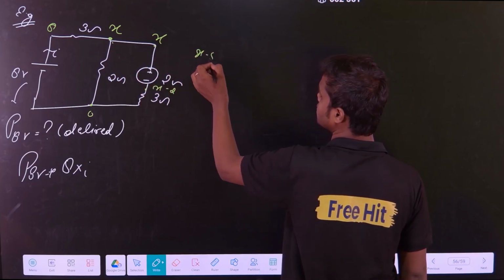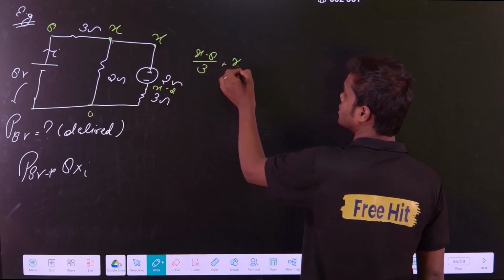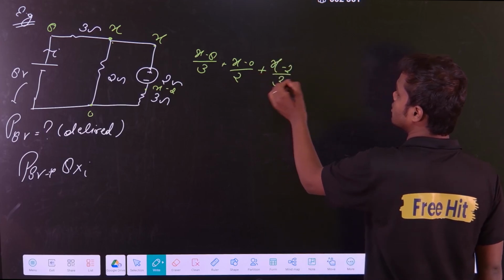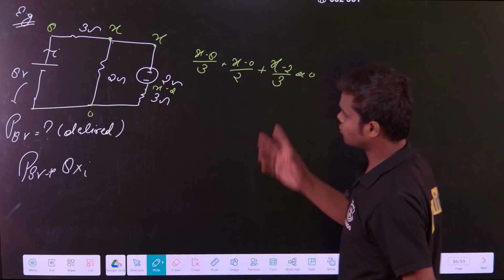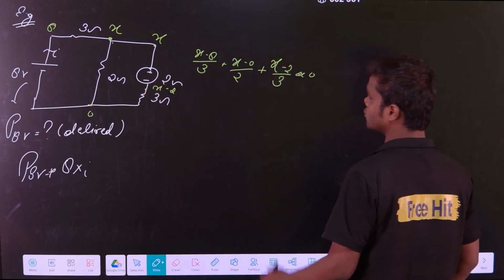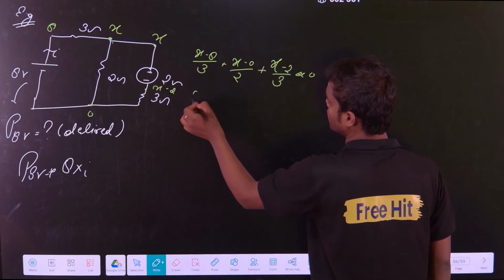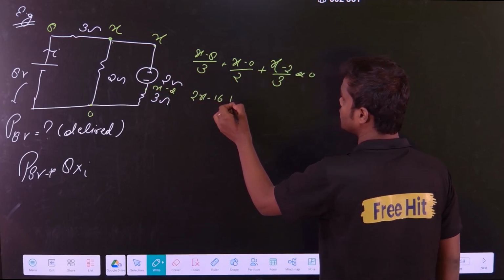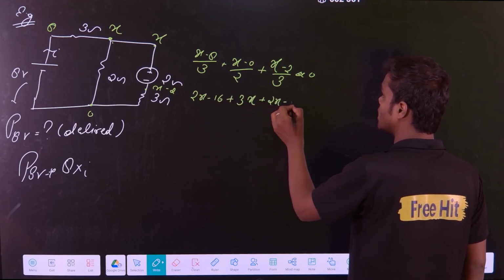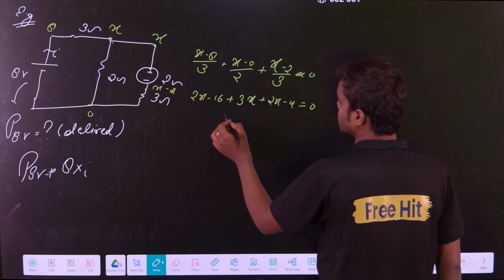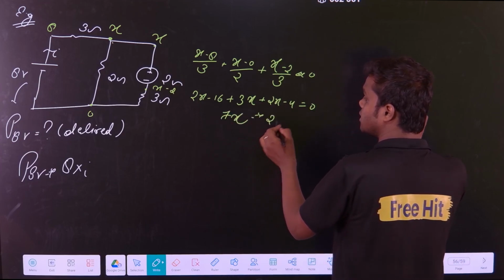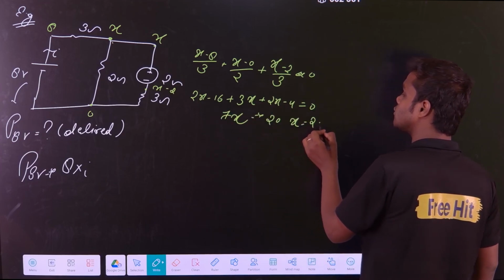So what will you write? (x minus 8) by 3, correct? (x minus 0) by 2, correct? (x minus 2) by 3. See, it doesn't mean that I can solve it only by this method. There are a lot of other methods also, but for you that is the most suitable method. Multiply by 6, you will get 2x minus 16, then 3x, then 2x minus 4. So what value will you get? That is 7x equals 20. So what is the value of x? That is 20 by 7.